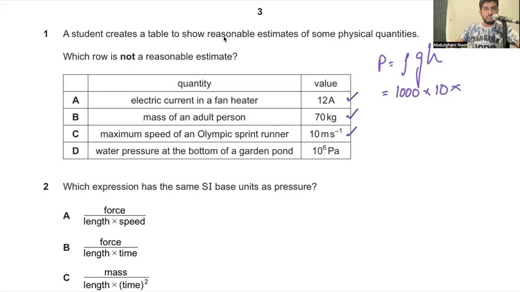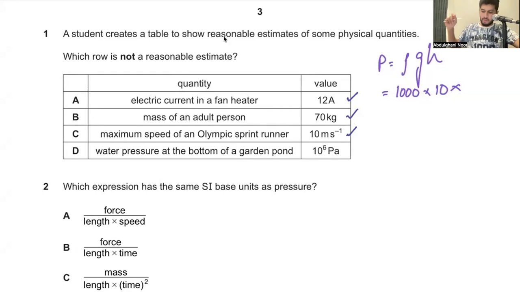And the height, h. Is my screen lagging? I've got one person complaining that my screen is lagged. It's stuck. Not really. No. Right. So if it's lagging, it's from your end.